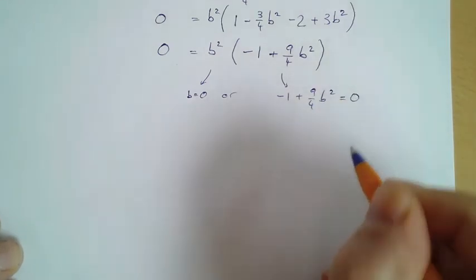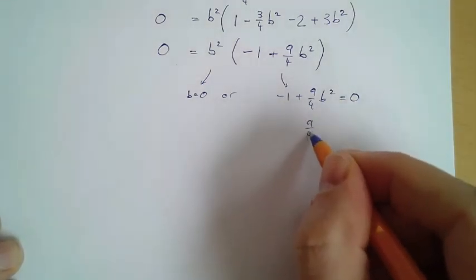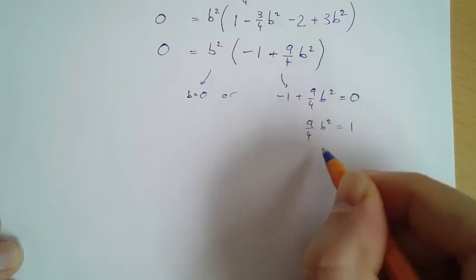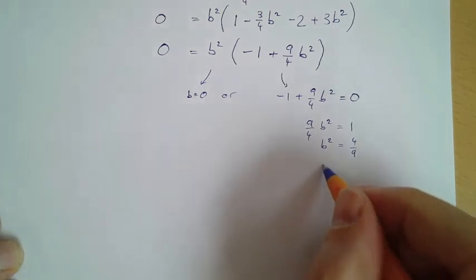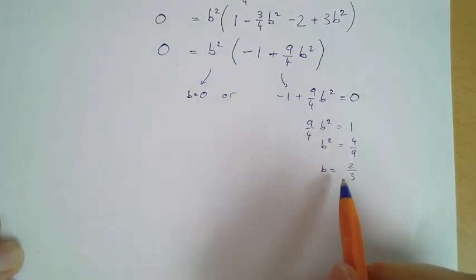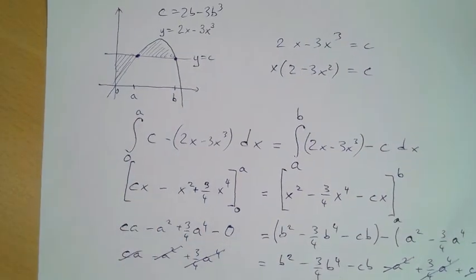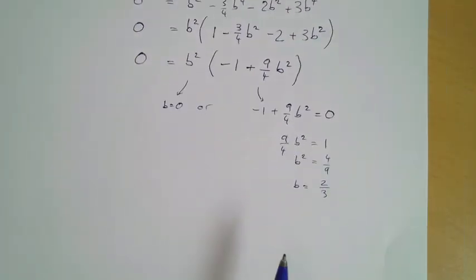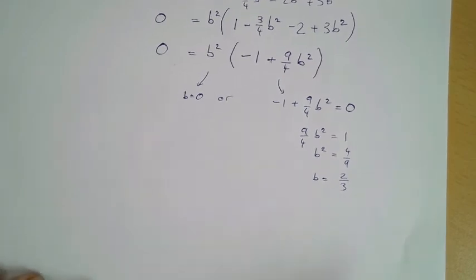So the other option is this here, and if I move the 1 to the other side, 9 over 4 b squared equals 1, b squared equals 4 over 9, and b equals 2 over 3. It's plus or minus 2 over 3, but again, we can see that b is a positive value, so we don't have to think about b being equal to negative 2 over 3. Okay, so we found b equals 2 over 3.